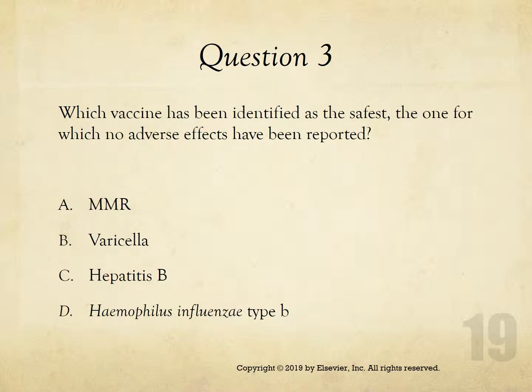In question 3, which vaccine has been identified as the safest, the one for which no adverse effects have been reported? And the answer here is D, the H flu type B.